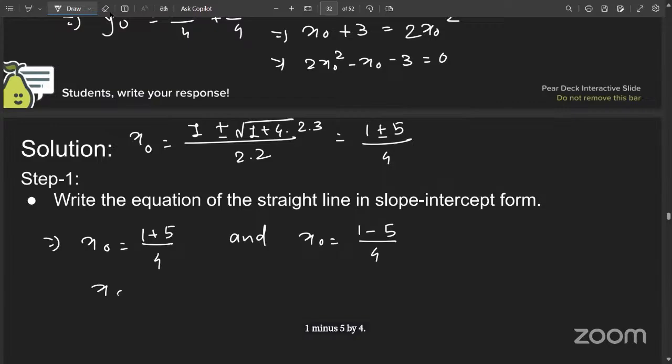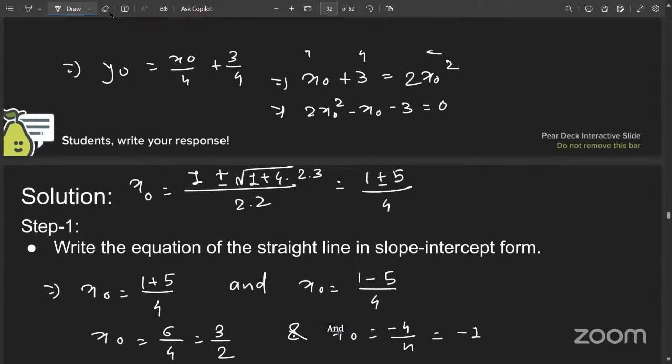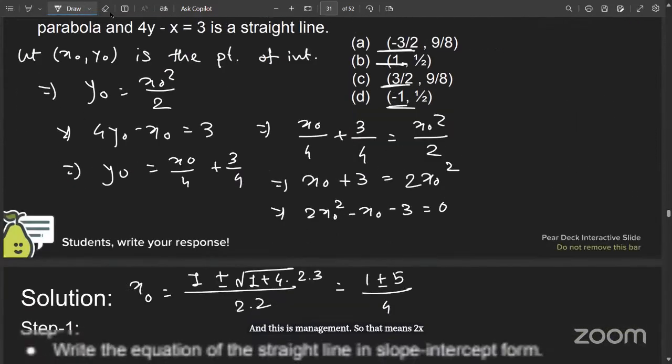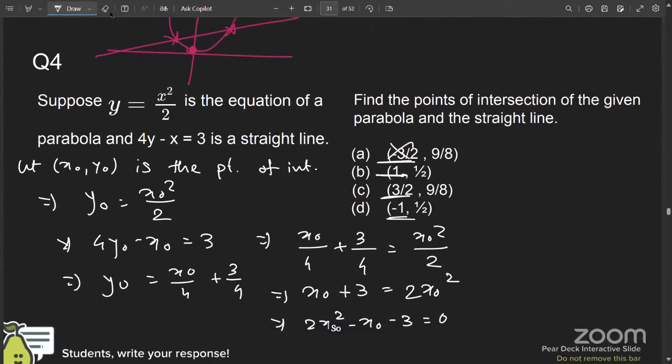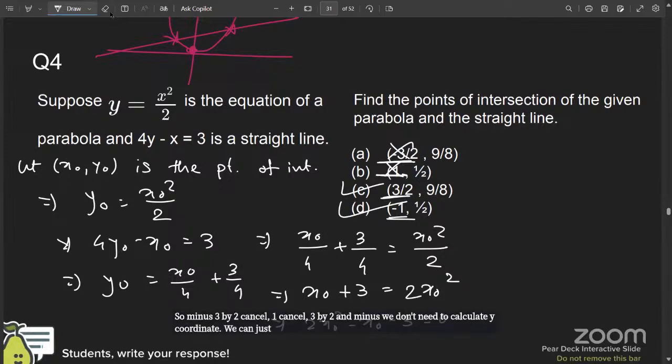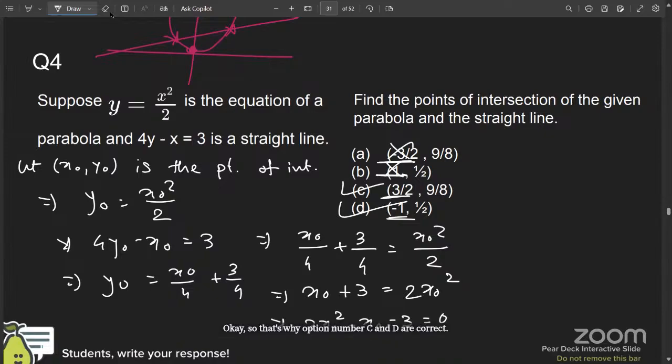Here x0 is equal to 6 by 4, and 6 by 4 is nothing but 3 by 2. And here x0 is equal to minus 4 by 4, and this is minus 1. So the two x coordinates will be 3 by 2 and minus 1. So minus 3 by 2 cancels, 1 cancels, leaving 3 by 2 and minus 1. We don't need to calculate the y coordinate; we can just answer via the x. That's why options C and D are correct. Okay, is that fine? Any doubt?